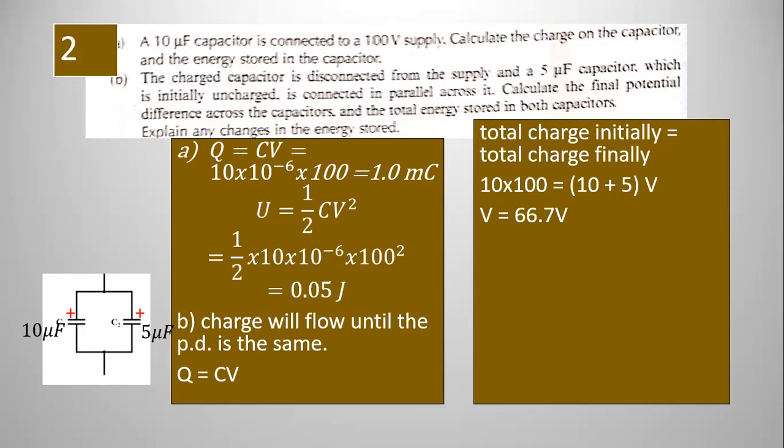Okay with that? The final one is easy. I just take out the common factor, because it is basically 10 times V plus 5 times V. So it's basically parallel, if you like. Okay.